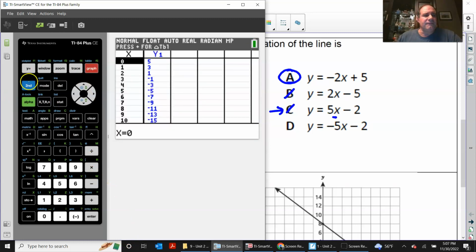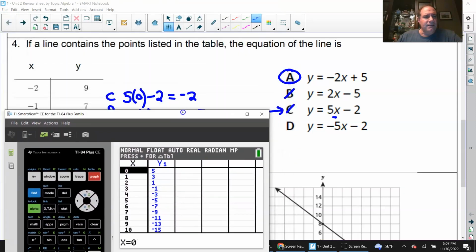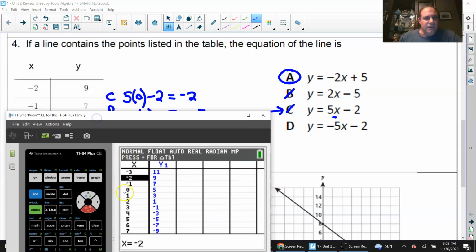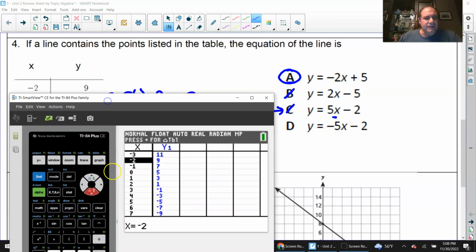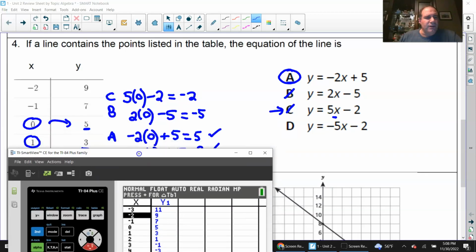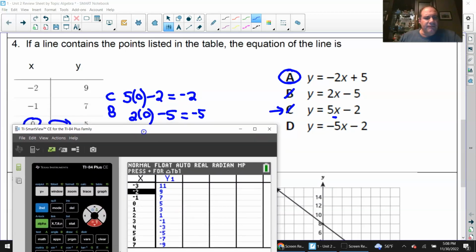So I press second function graph, and see these values here? So we have right here, negative 2, 9. To get the negatives, I'm going to press up, and you can see negative 2, 9 right there. The next one is negative 1, 7. I have that. 0, 5. 1, 3. And 2, 1.